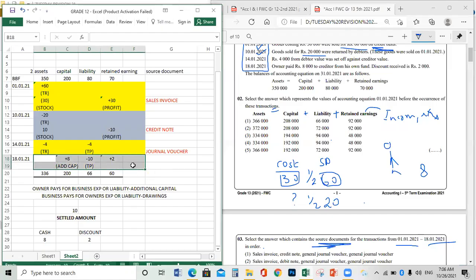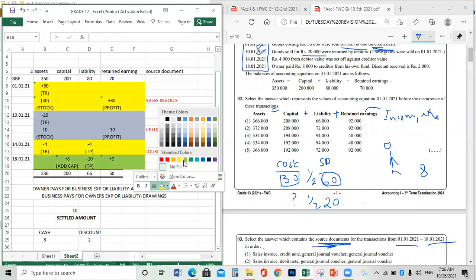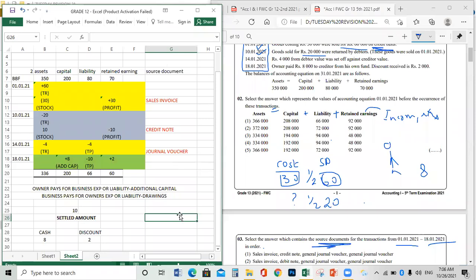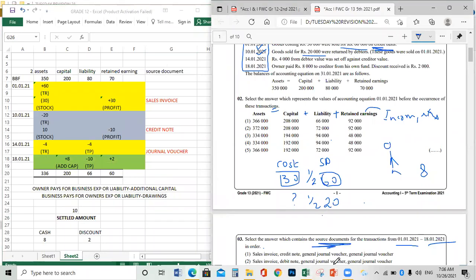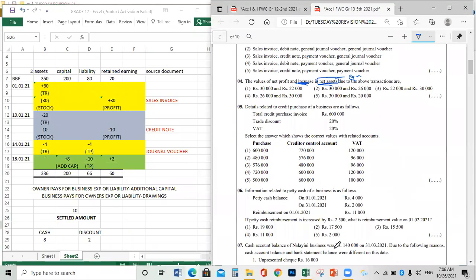What is the source document for the last transaction? Additional capital brought by the owner. What's the source document? Think and answer.